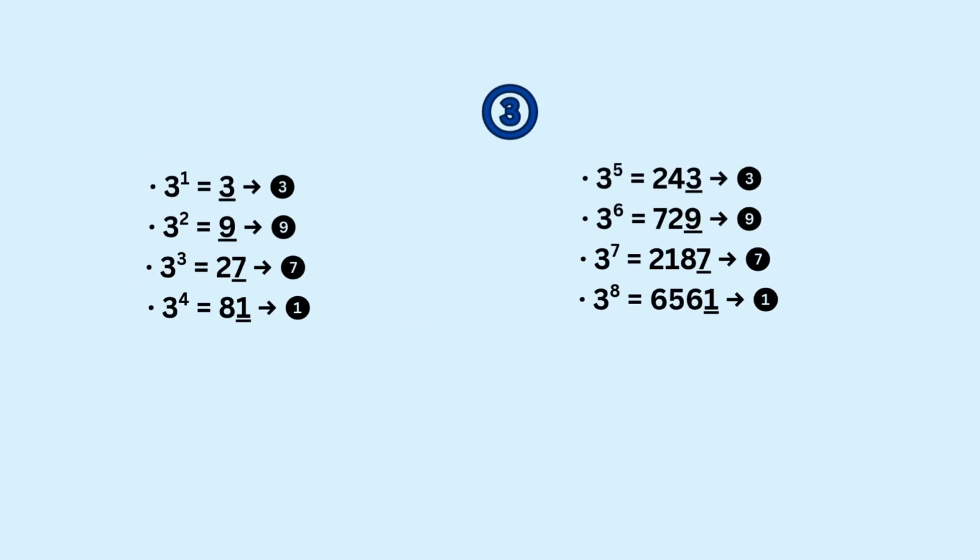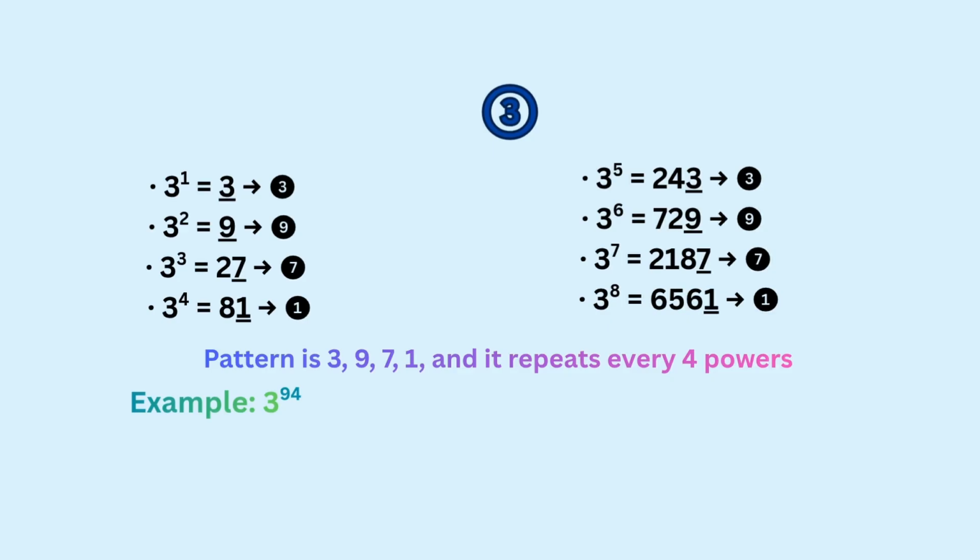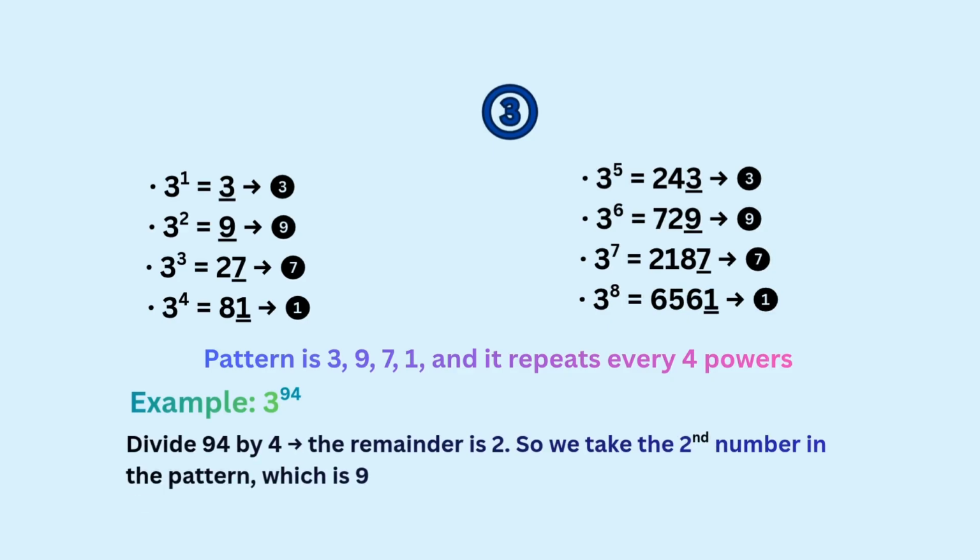And now let's look at 3. 3 to 1 is 3, 3 squared is 9, 3 cubed is 27, 3 to the 4th power is 81. And the pattern here is 3, 9, 7, 1, and it repeats every 4 powers. And we can see the example here, the last digit of 3 to the power of 94. If we divide 94 by 4, the remainder is 2. So we take the second number in the pattern, which is 9. So the answer is 9.